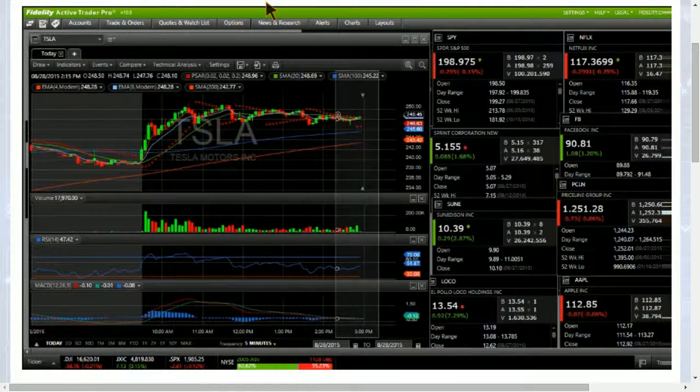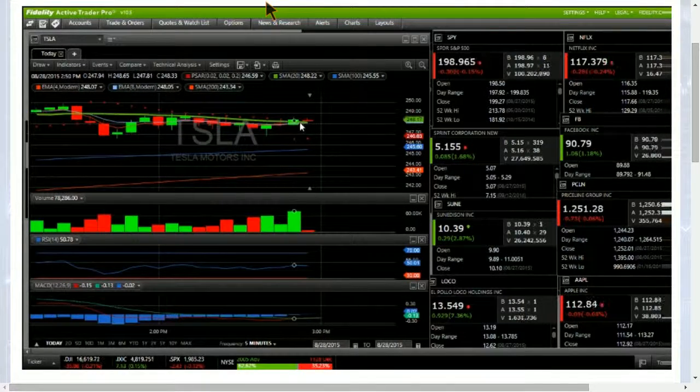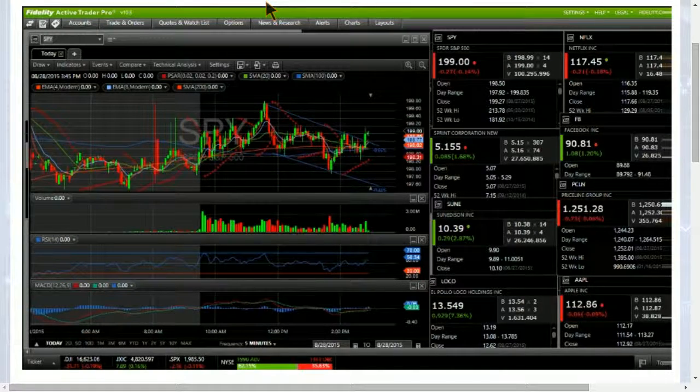Tesla just got over the 20 period moving average resistance. That's a good sign. Now we just need a break of 249. Nice volume, the previous 5-minute candlestick. I don't use the upper and lower Bollinger Bands on my 5-minute chart. It would be too cluttered for me.